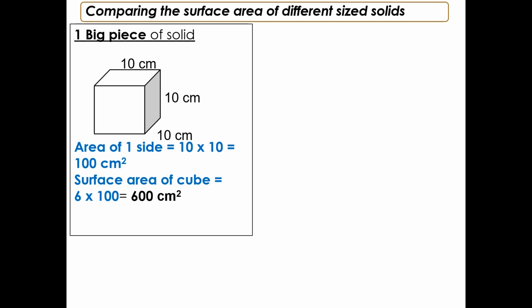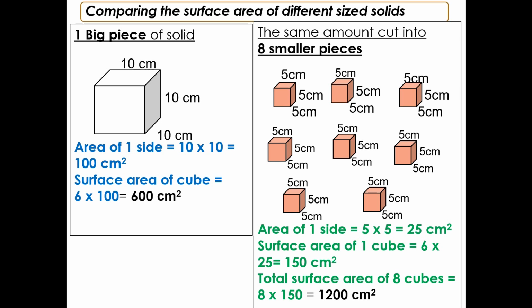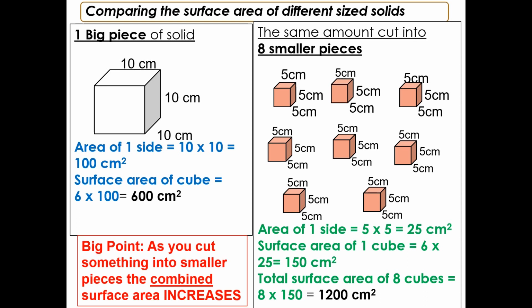Now, if we had the same amount of calcium carbonate, but just chopped it up into 8 smaller pieces that each measured 5 by 5 by 5, and if we did the whole calculation again, looking at the total surface area of all 8 cubes, we'd notice that the surface area is now 1200 centimeters squared. So without getting bogged down in the maths of it, the big point I'm trying to make is as you cut something into smaller pieces, the combined surface area of all those pieces increases. So the smaller the pieces get, the bigger the surface area.